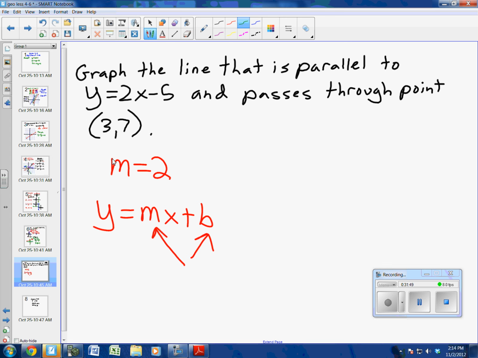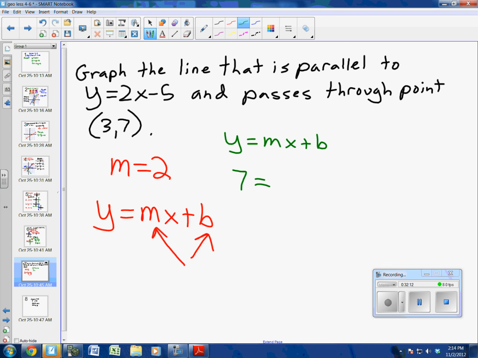Okay, this is what we would do. We would take the equation y equals mx plus b, and we would substitute for everything but b, because we know everything but b, don't we? We know a point on this line. We have an x and a y point, 3 and 7. So what can I put in for y, you guys? 7, because my y coordinate is 7.